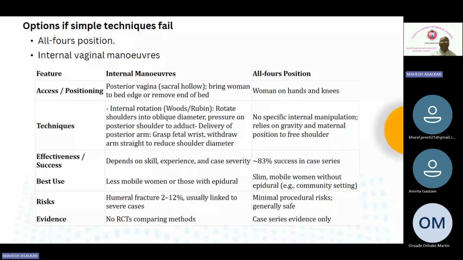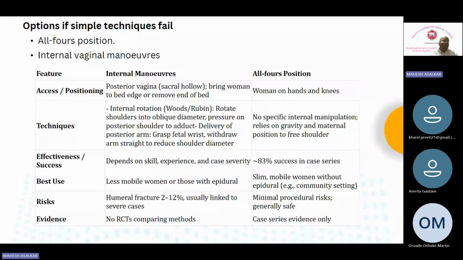Okay, so it gives access to the sacral hollow. Bring the woman to the bed edge or remove the end of the bed, and the woman on hands and knees. In all four position, the woman will be on hands and knees, while internal maneuvers will give us access to the posterior vagina, then bring the woman to the edge or remove the end of the bed.